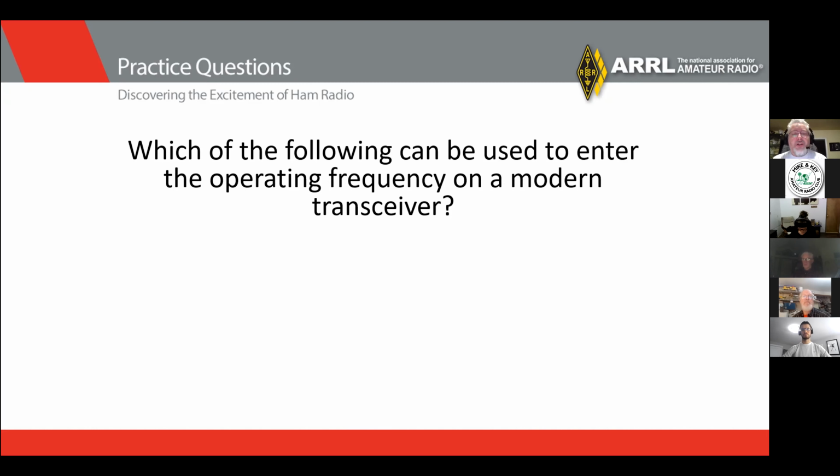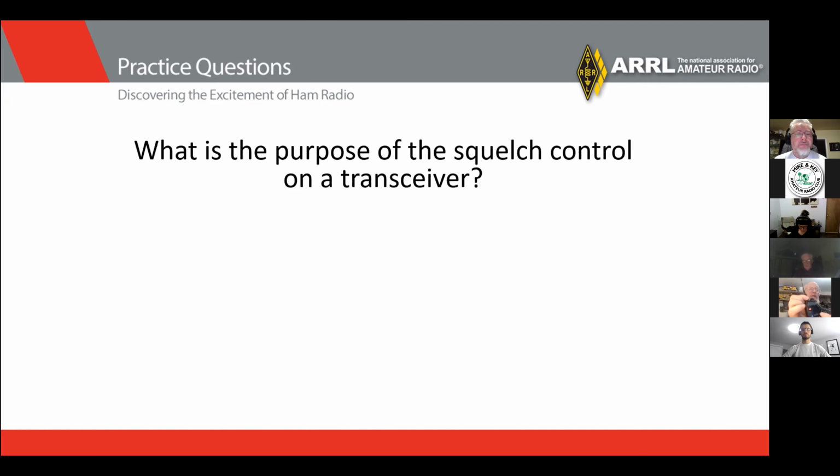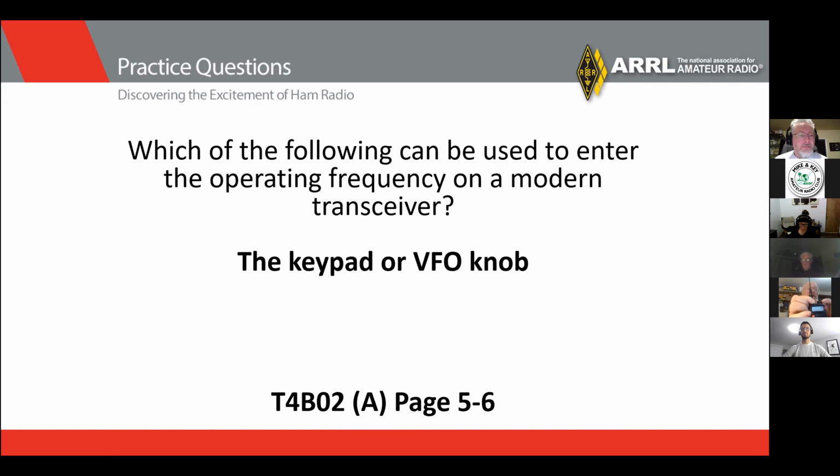Which of the following can be used to enter the operating frequency on a modern transceiver? You can use either the keypad or the VFO knob. This is the keypad, and sometimes the VFO knob is on top of the radio. But it's either here or up here, and sometimes it's on the front. It's a big knob.